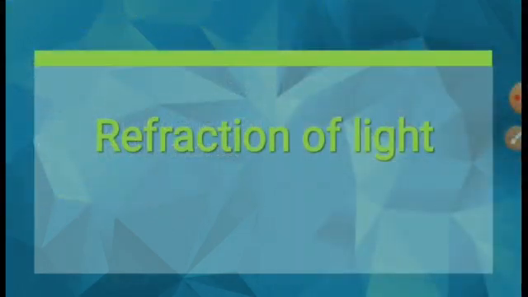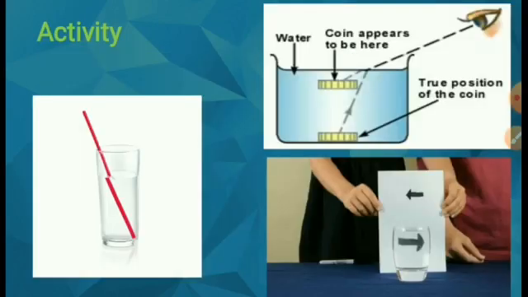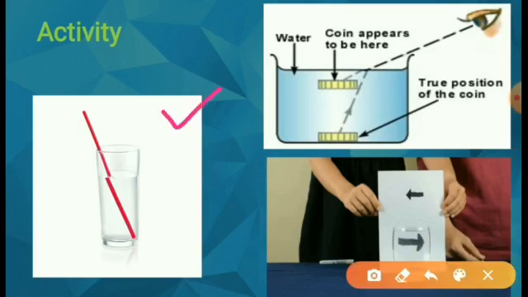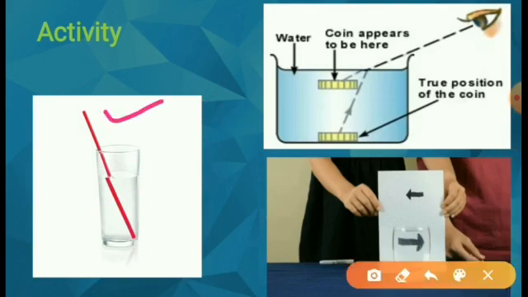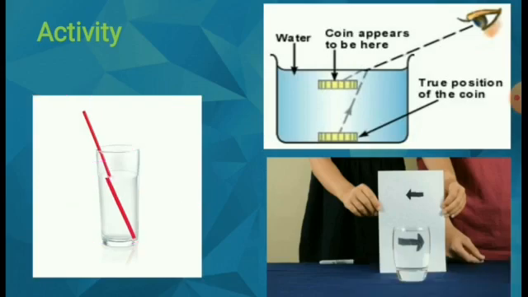Now let us study what is refraction of light. Here the activity is being shown. Take the first activity. Take a glass of water half filled and place a stick or pencil inside it. At this point you can see that it looks broken, but it is not broken. It only appears to be broken. You can even see the thickness of both; this part is much thicker than that part.